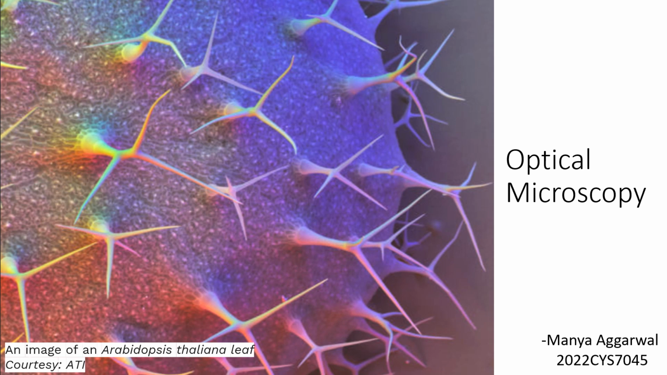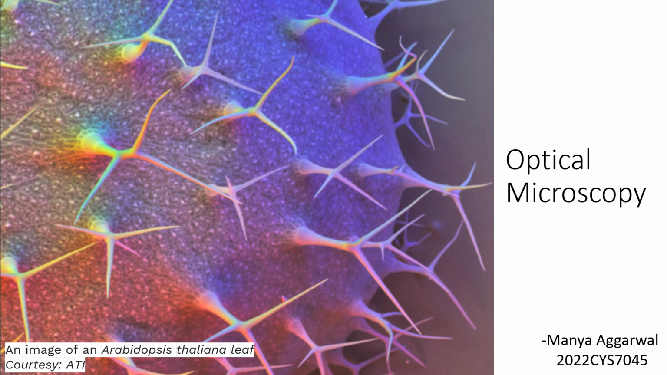So in simple terms, what does microscopy do? Microscopy is used to magnify the object so that you can see it more clearly. The minute details of the object that you cannot see with the naked eye, you can see clearly through it. That is the purpose of doing microscopy.